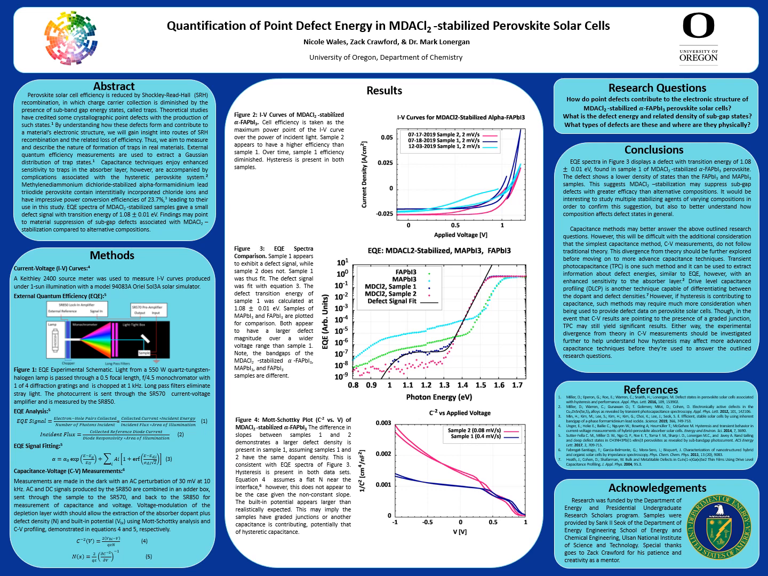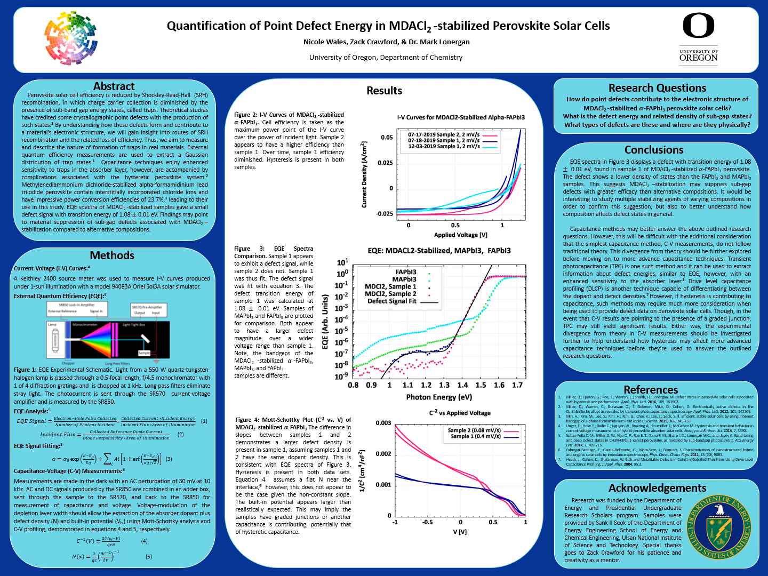Nicole and I studied defect trap states in perovskite solar cells, or PSCs. Perovskite solar cell efficiency is reduced by Shockley-Read-Hall recombination, in which a charge carrier becomes trapped in a mid-bandgap energy state, or trap state. Theoretical studies suggest point defects in the absorber may be responsible for these trap states. By understanding how these point defects form and contribute to a material's electronic structure, we can gain insight into routes of Shockley-Read-Hall recombination and the associated loss of efficiency.